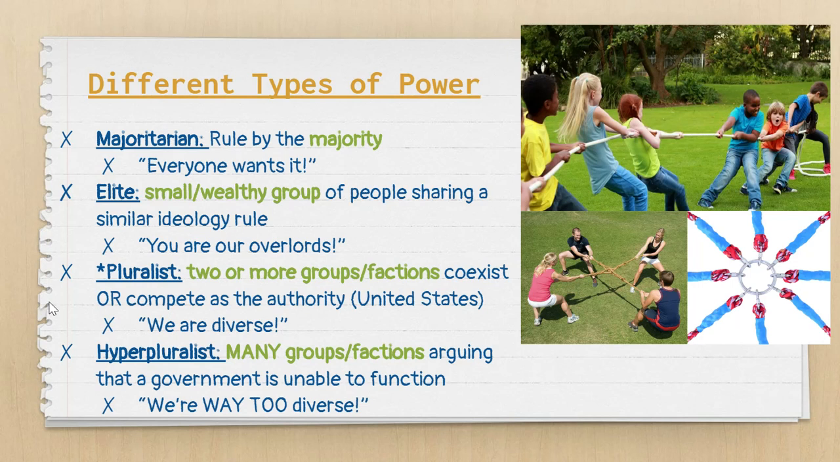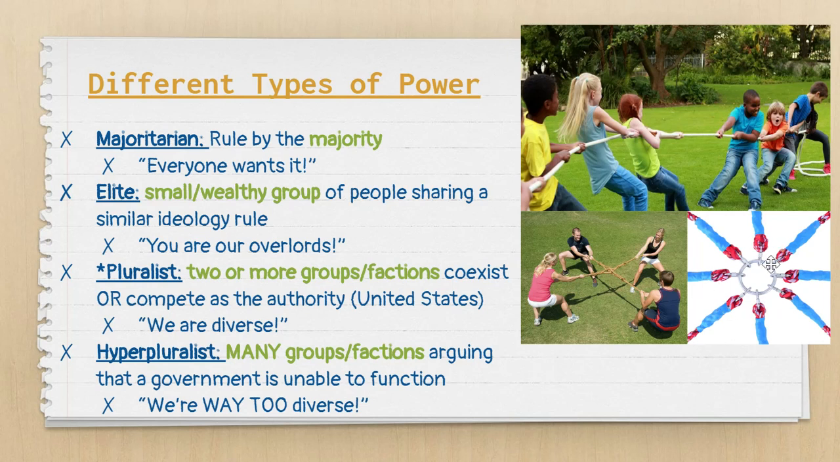Hyper-pluralist is like a lot of groups or a lot of factions trying to run a country or a government. Now, that just can't happen because it's going to be too diverse. There's going to be too many groups wanting different things. And that's why I have this tug of war. It's like there's different groups and you're all trying to pull some way and you're just not going to get anything done. It's going to be really difficult for you to compromise, and there's going to be so much competition that it's going to be difficult to really run a country.